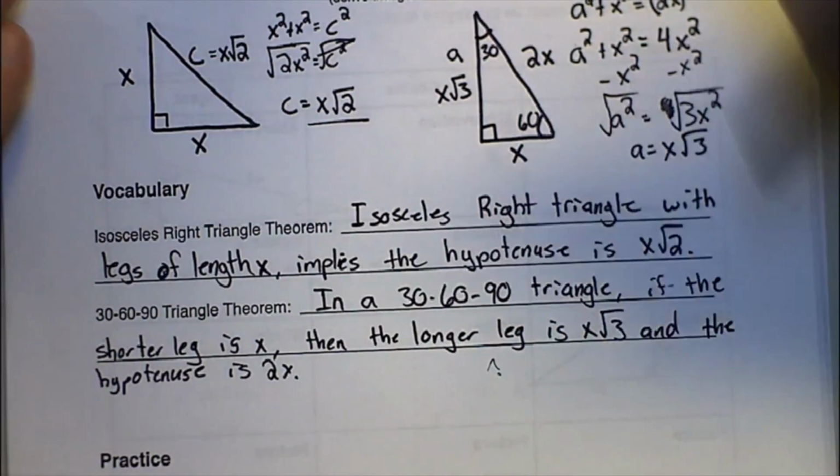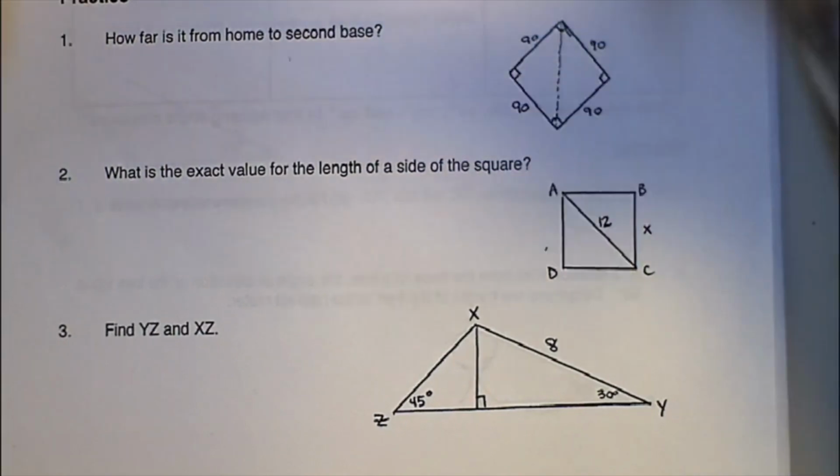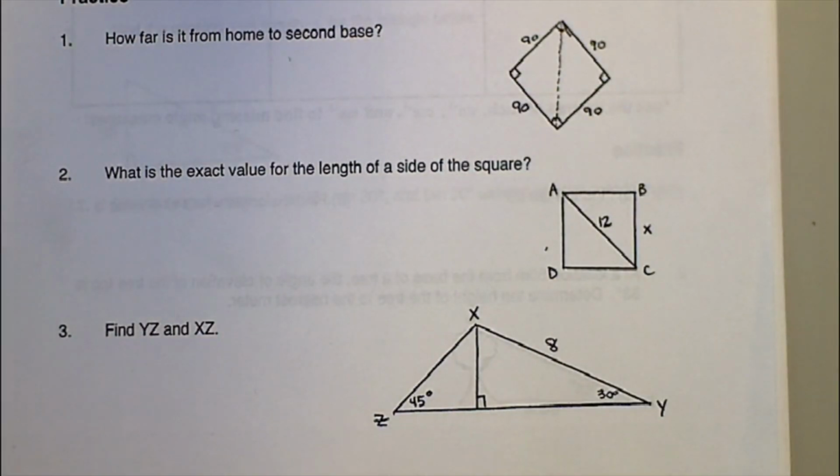As far as practice problems for this section, they're fairly straightforward. We really just have to decide what kind of triangle we have, and then what is that x value that we're trying to work with. How do we get that extra piece?